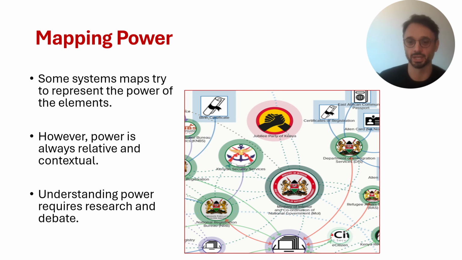This means that to understand the power that elements hold within a system to affect change, activists and influencers need to research those elements and then have debates amongst themselves about the relative power of elements to one another. This is where the detective skills and the research and analysis of activism come into play.